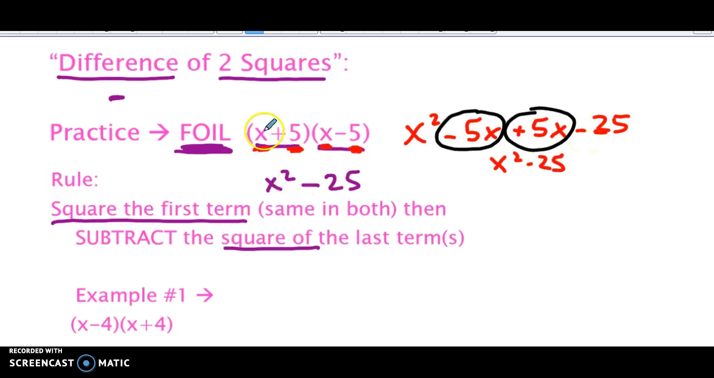You can see that once we have multiplied this out, it's very easy to see the difference of two squares. Remember, difference meaning subtraction. Two squares, x squared and 25, are both examples of square numbers. So that's the difference or the subtraction of two squares. So that's how you can remember this. But when it is factored, it's going to look like this. Same two terms in the binomial, same first term, same second term, but opposite signs.